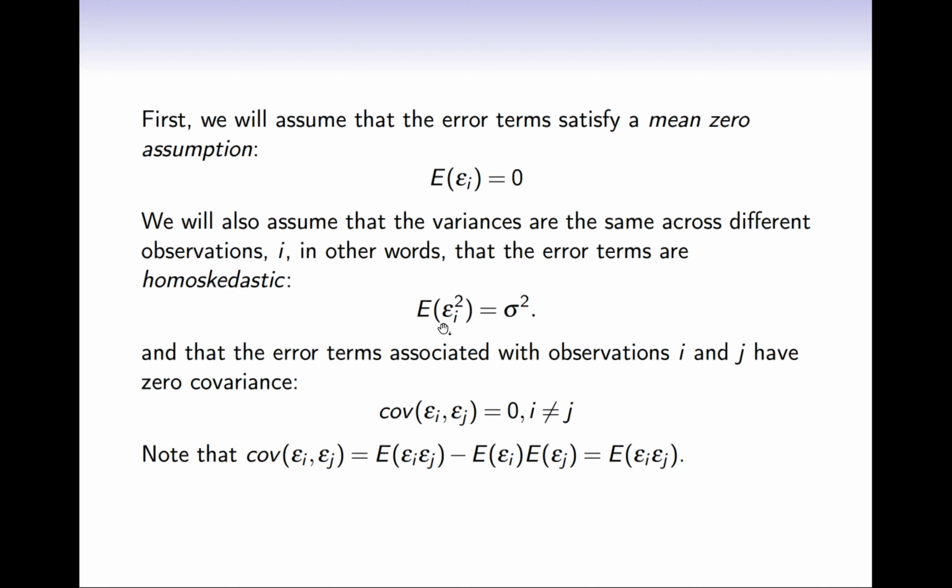Okay, so if epsilon has mean 0, then E of epsilon i squared is the variance of epsilon. Okay, and lastly, we'll make an assumption that the error terms across different observations, i and j, have 0 covariance. Okay, so the covariance here is equal to this expectation minus these two terms. Each of these terms is 0, so the covariance is just E of epsilon i, epsilon j, and we'll assume that's 0.